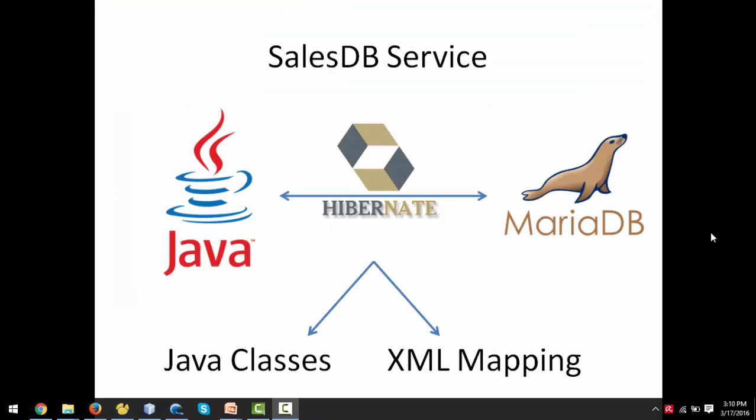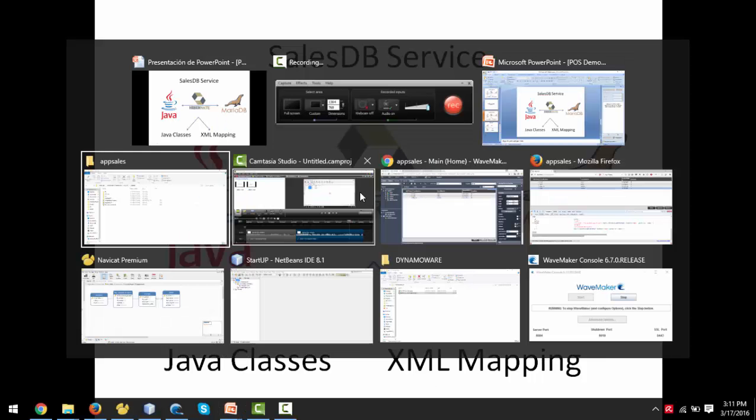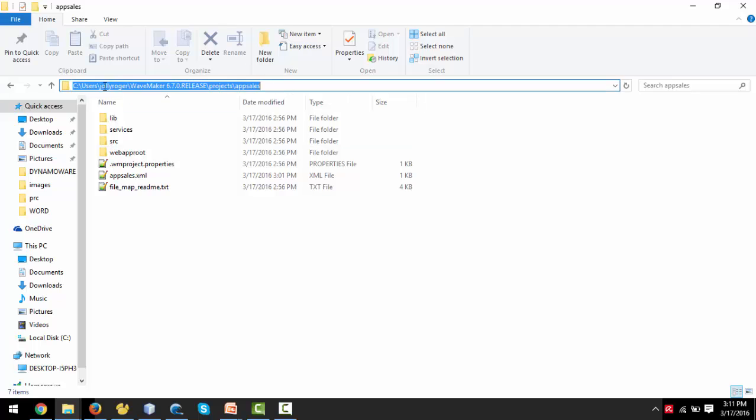Now we successfully loaded data from the database, and we successfully stored data into the database using service calls, using post requests. Now, how does Hibernate work behind the scenes? We'll take a look at these Java classes and these XML mapping files. And to get to them, we just have to go to our projects folder. This is my current path for my projects folder, but I'm pretty sure you guys can find yours. And my application is called App Sales.